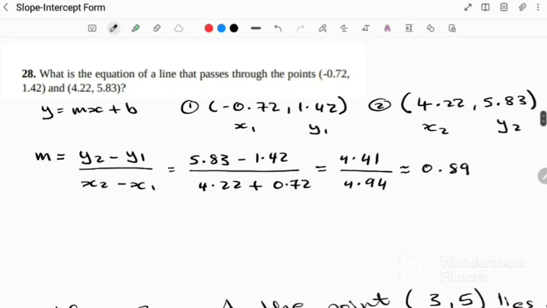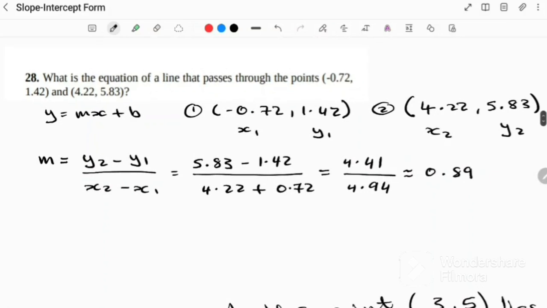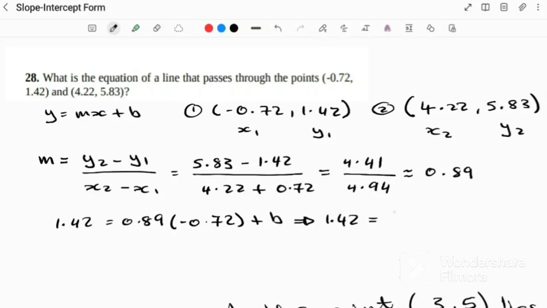So this is our slope. Now we can find b. Let's use our first coordinates. So y is 1.42, m is 0.89, our x is negative 0.72 plus b. Now we're gonna simplify this. So our 1.42 is equal to, we're gonna multiply 0.89 times negative 0.72.